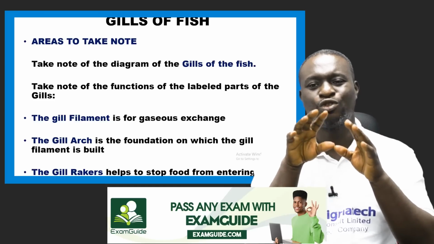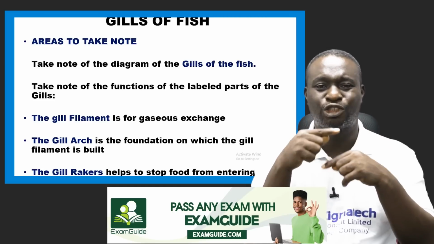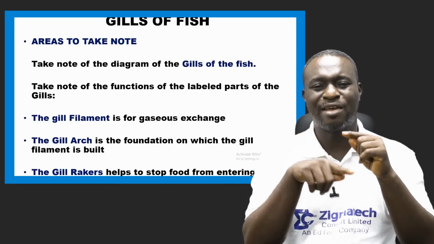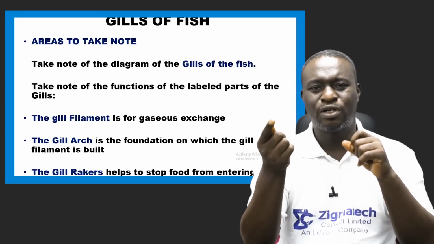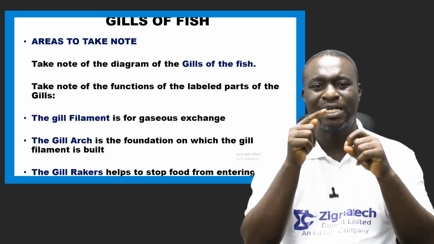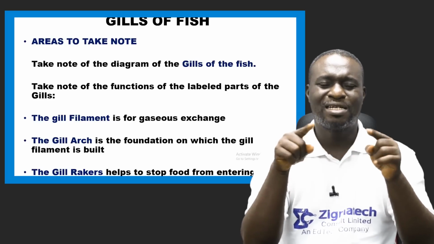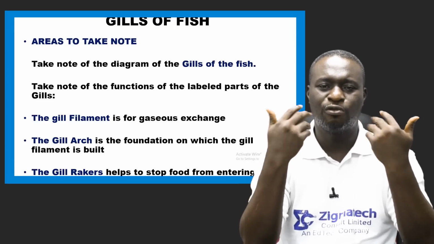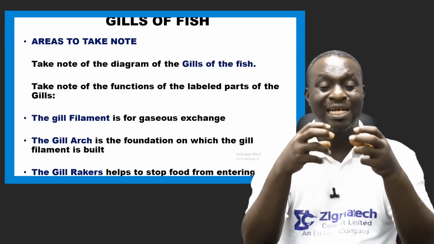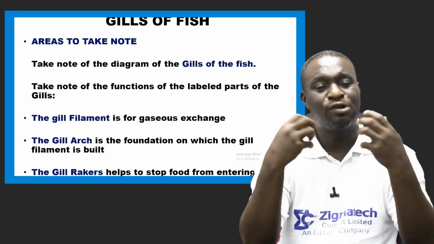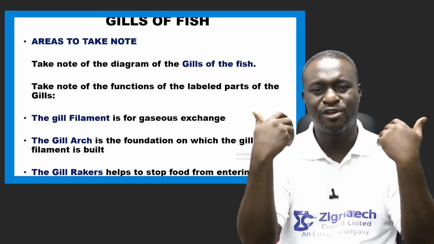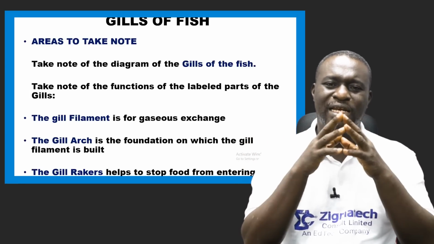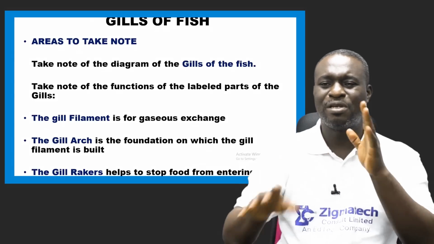while when the water gets to the gill filament, gaseous exchange takes place. That means oxygen diffuses into the blood, and carbon dioxide from the blood diffuses back into the water. After this gaseous exchange, the fish closes the mouth and opens the upper column for water that is rich in carbon dioxide to come out of the fish. So this is how the fish carries out breathing in and out. Please take note of this.